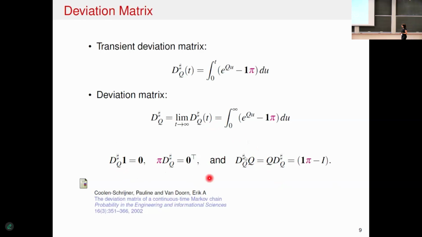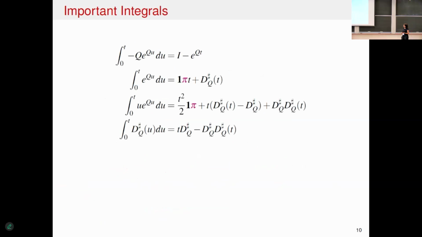The deviation matrix was first introduced by Coolen-Schrijner and Van Doorn in this paper, and I will tell you why I need it later. Also, there are some important integrals that are used in my calculation, and as you can see, they are mainly based on the deviation matrix or the transient deviation matrix. Are you familiar with these integrals? Do you use them in your calculations?